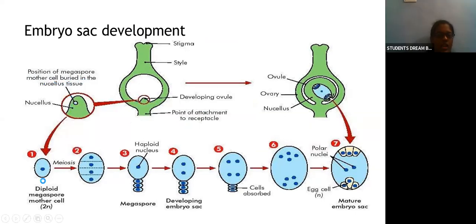The diploid megaspore mother cell will undergo meiosis and it will form the megaspore. The developing embryo sac will develop into the 2 cell, 4 and 8 cell form, and it will become a mature embryo sac. So in the developing ovule, the mature embryo sac will be present. This is the embryo sac development.